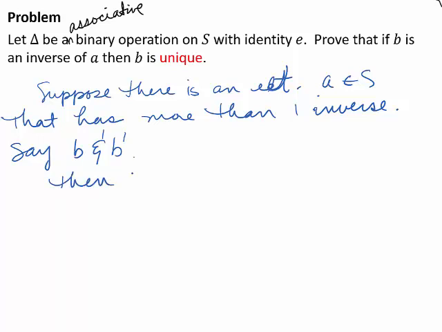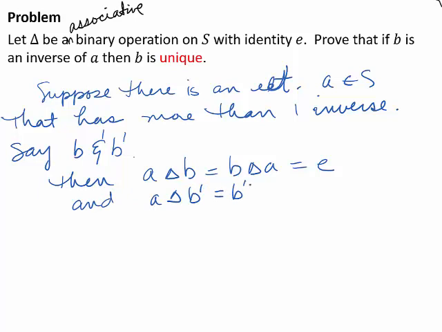Well, then, let's just write down what that means. A delta B is equal to B delta A is equal to E, and A delta B prime is equal to B prime delta A is equal to E. So we know those two things, and we're thinking I want to get B equal to B prime. So after a little thought, I'm going to write A delta B prime is equal to A delta B, which is equal to E.